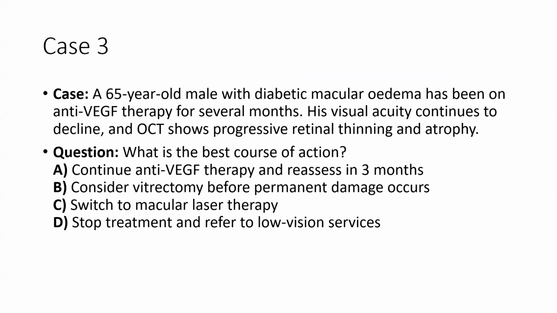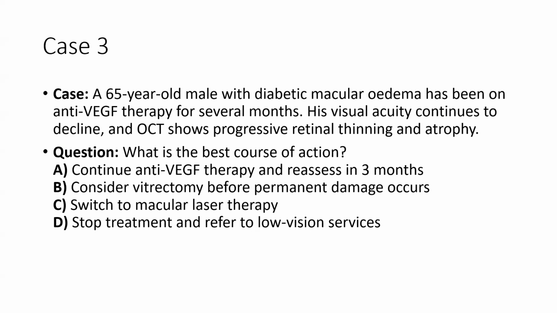Moving on to case scenario 3, here we have a 65-year-old male with diabetic macular edema who has been on anti-VEGF therapy for several months. His visual acuity continues to decline and OCT shows progressive retinal thinning and atrophy. So here there are some warning signs which we should take into consideration. It is beyond deterioration of visual acuity; there is also retinal thinning and atrophy. What is the best course of action in this scenario?